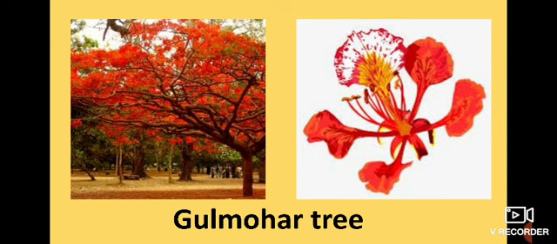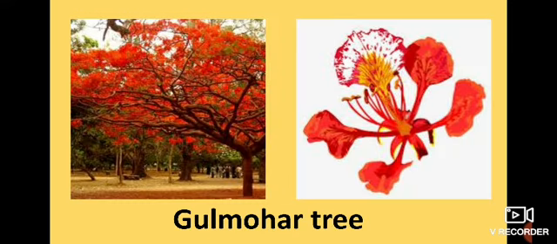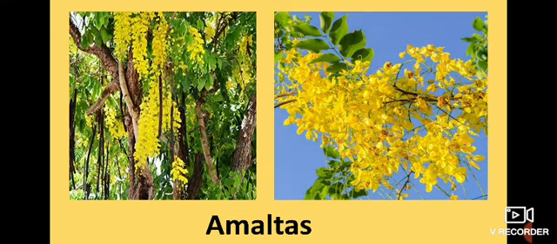Okay. And then next we are going to see about this tree. What tree is this? What's the name of the tree? Amalthus. Look at here. Look at this tree. And how the flower of this tree is? It's yellow in color and leaves are there. In the previous tree, we saw red color flowers. In this tree, we can see yellow color flowers.